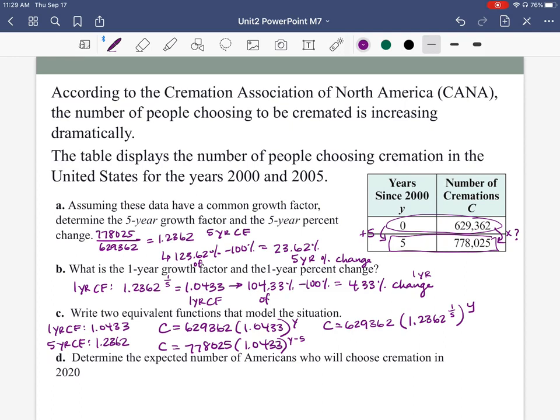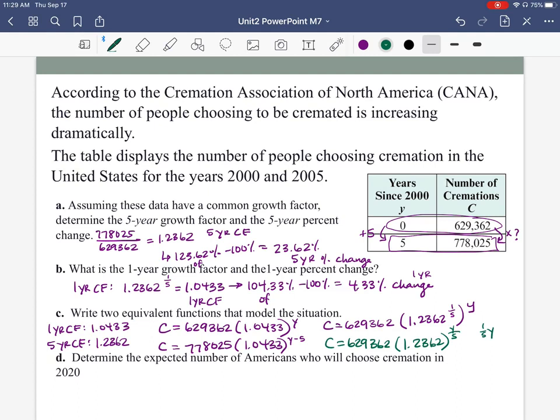of the 5-year factor. Let's say I had the 5-year factor like I did in part A and I was just too lazy to get my 1-year factor. I could simply represent it like this, because 1.2362 to the 1/5 represents my 1-year factor. Now with rules of exponents, this is also going to be equivalent to 1.2362 to the y over 5, or sometimes you could see the exponent as 1/5 y.